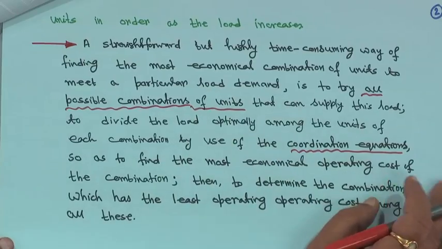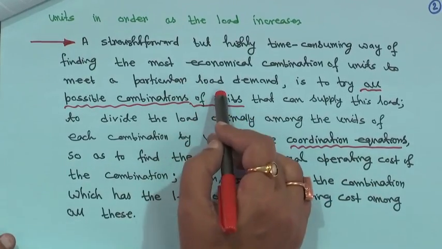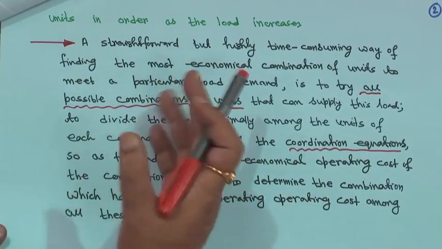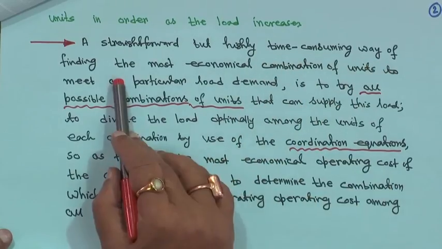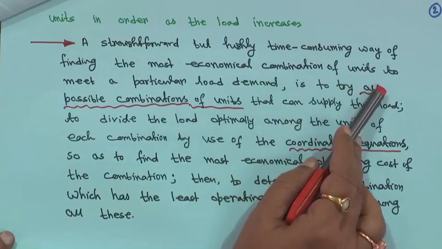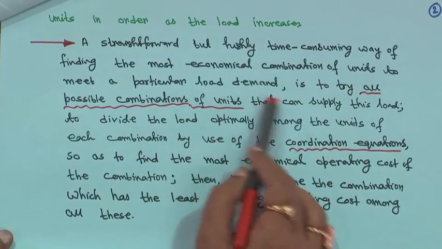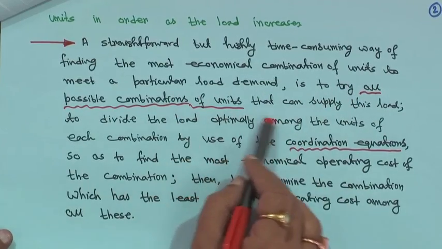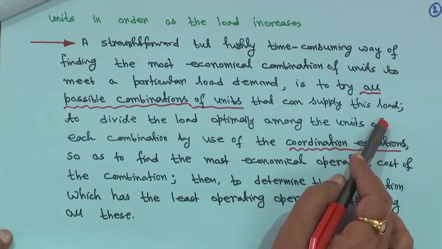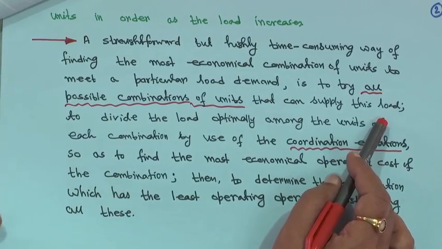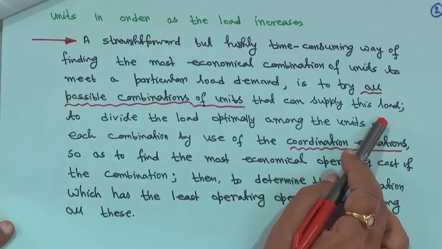But we have to avoid that, and out of this huge computation you have to see which combination is giving you the most economical operation. So, a straightforward but highly time consuming way of finding the most economical combination of units to meet a particular load demand is to try all possible combinations of units that can supply this load. It is a very time consuming process, right, if you try all possibilities.